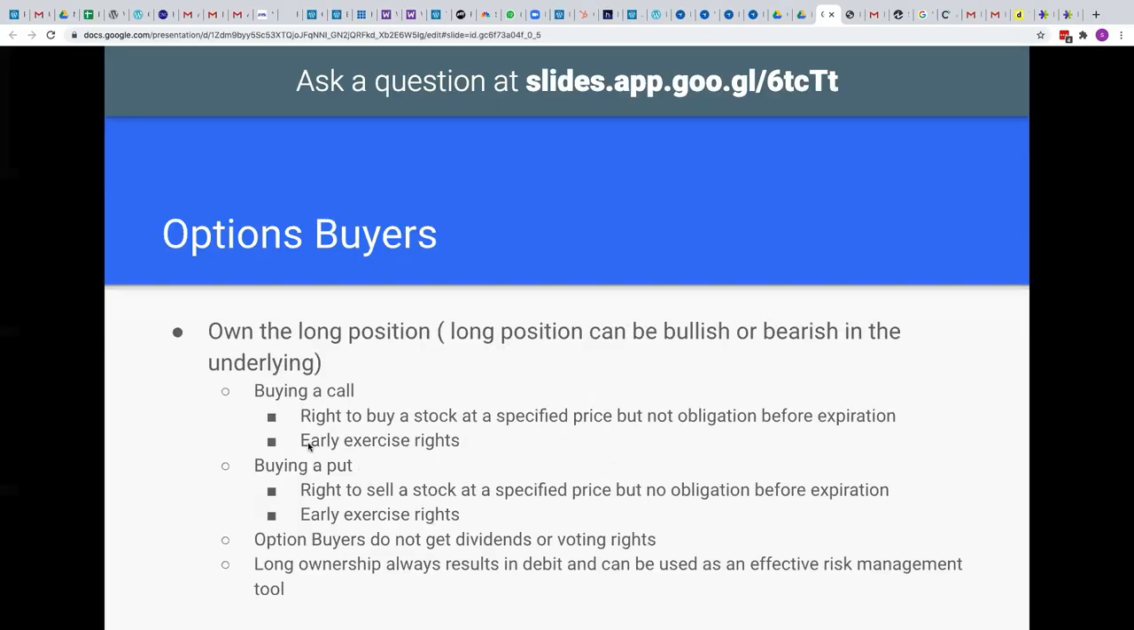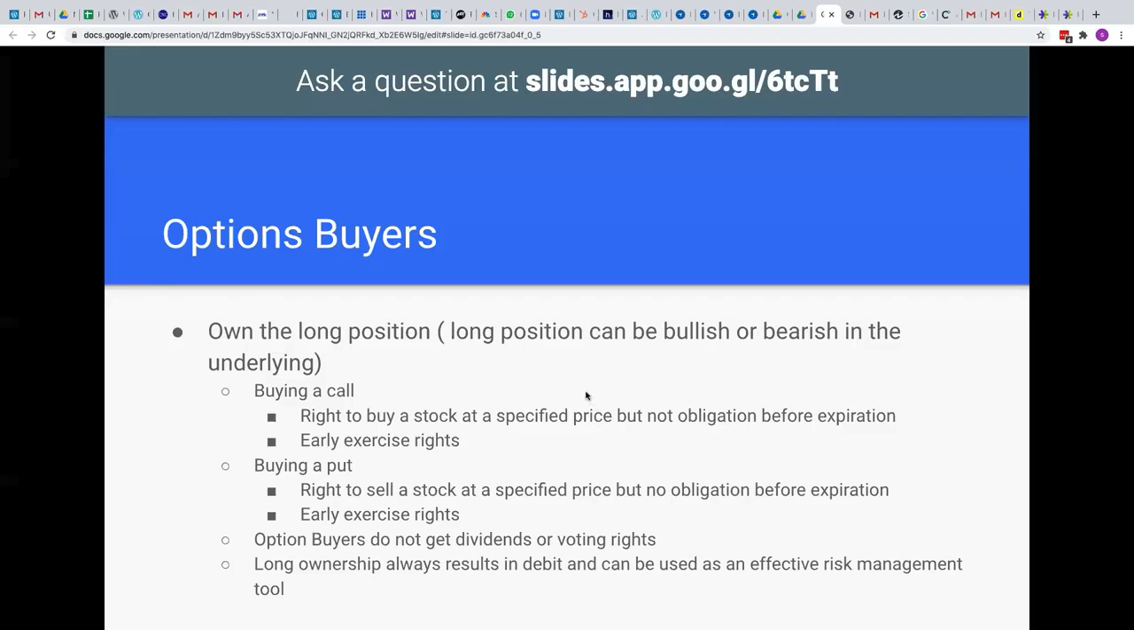So let's move on to the next slide. Option buyers, right? These guys, option buyers, own the long position. Now, I said this long position can be bullish or bearish. Basically, if you're on a call, you're bullish. If you're on a put, you're bearish. As I said, buying a call is the right to buy a stock at a specified price, but not an obligation.